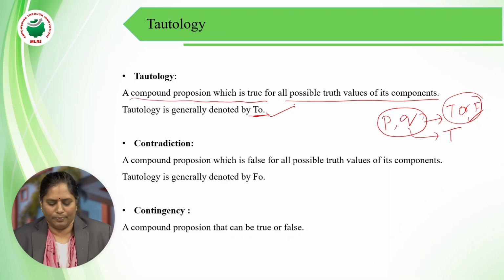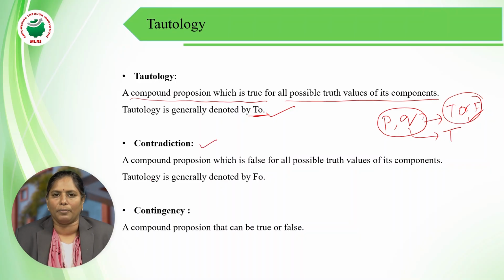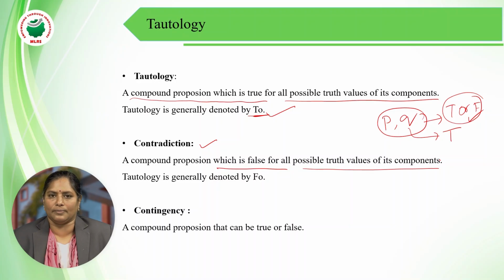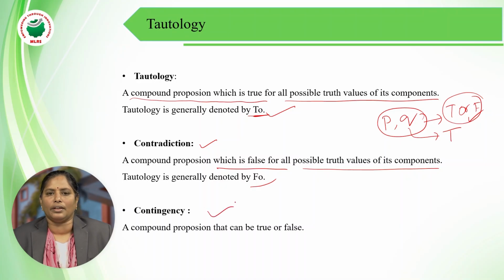Next one is contradiction. Contradiction is the opposite of tautology. That means a compound proposition which is false for all possible truth values of its components. Generally, contradiction is denoted with the symbol F0. Next one, contingency. Contingency is a combination of true and false for the possible truth values of its components.